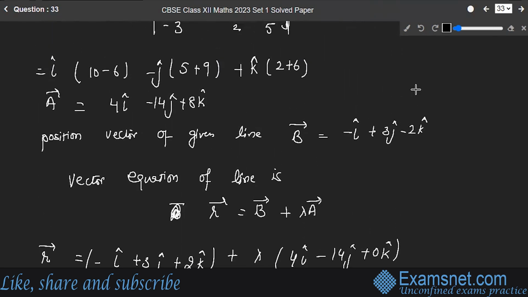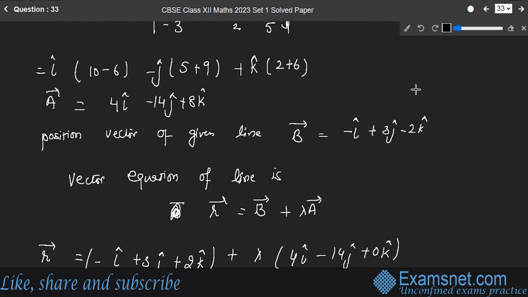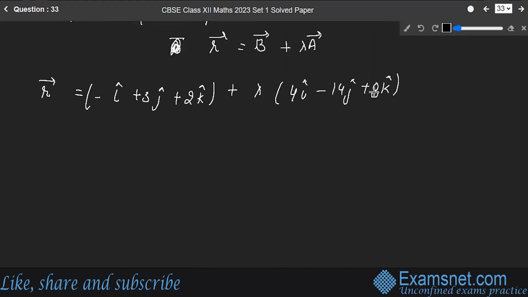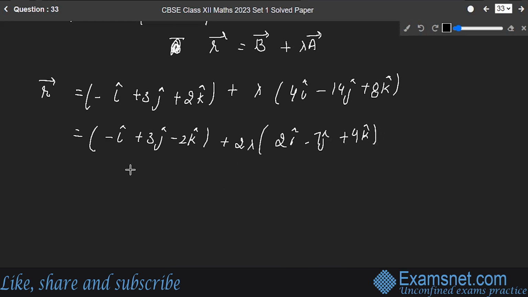Sorry, the A vector was this 4i, and this is 8k, not 0k. So this is equal to minus i plus 3j minus 2k, and I'll take 2 common from here. So this will be equal to 2 lambda, which is a constant itself, times (2i minus 7j plus 4k). This is the vector equation of the line.